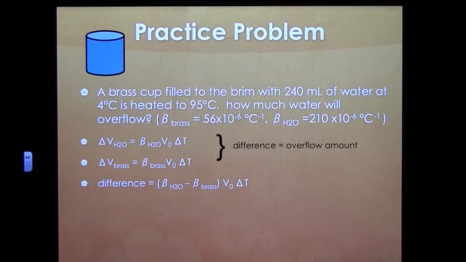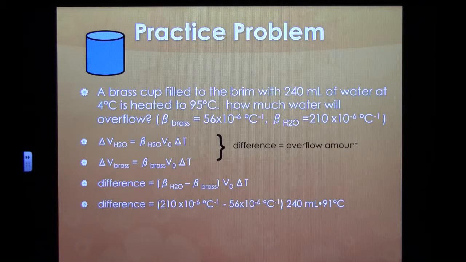So to find the difference between the two, we can pull out the betas. So we have the beta for water minus the beta for brass, and then multiply that quantity by V naught and delta T, because the volumes are the same and the changes in temperature are the same. Plugging in our values, as shown, we get a difference to be 3.36 milliliters. So 3.36 milliliters of water will overflow as a result of the expansion of both of these objects.